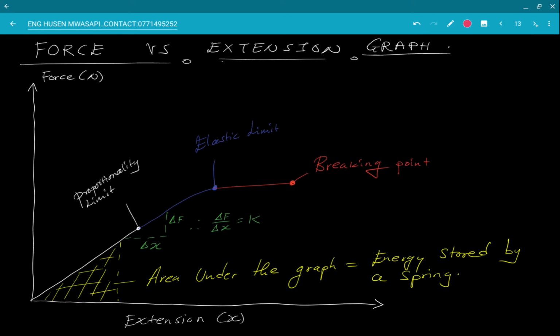Now the last thing we need to understand are all these terminologies put in a graph, and this graph is what we call the force versus extension graph. In most of your labs that you'll be doing, you will learn about this graph. So the force versus extension graph looks like this.